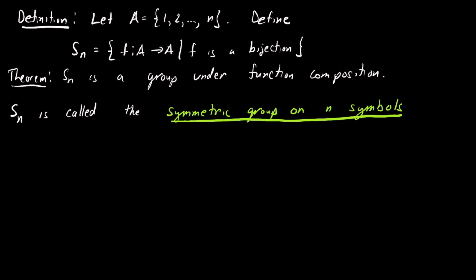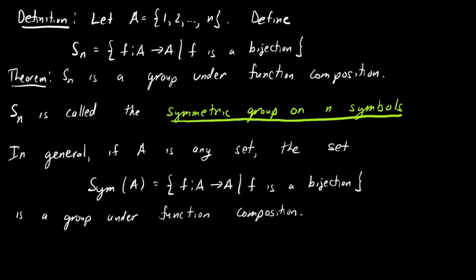The question you might ask is, well, what's so special about the set A having n symbols, right? What's so special about A being finite? Well, it turns out nothing. It turns out this construction and this proof works in general. So in general, if A is any set, then we can define Sym of A. So these are, again, all the functions f from A to A such that f is a bijection. And this is going to be a group under function composition as well. And this will be called the symmetric group of A.